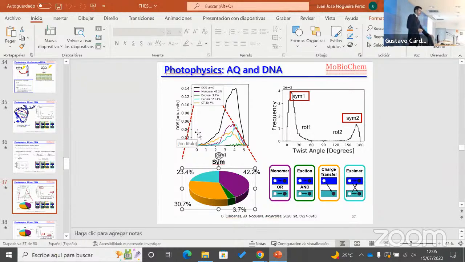Now, apart from that, this is related to the fact of why we chose, let's say, the guanine molecule as the one present in the QM region.